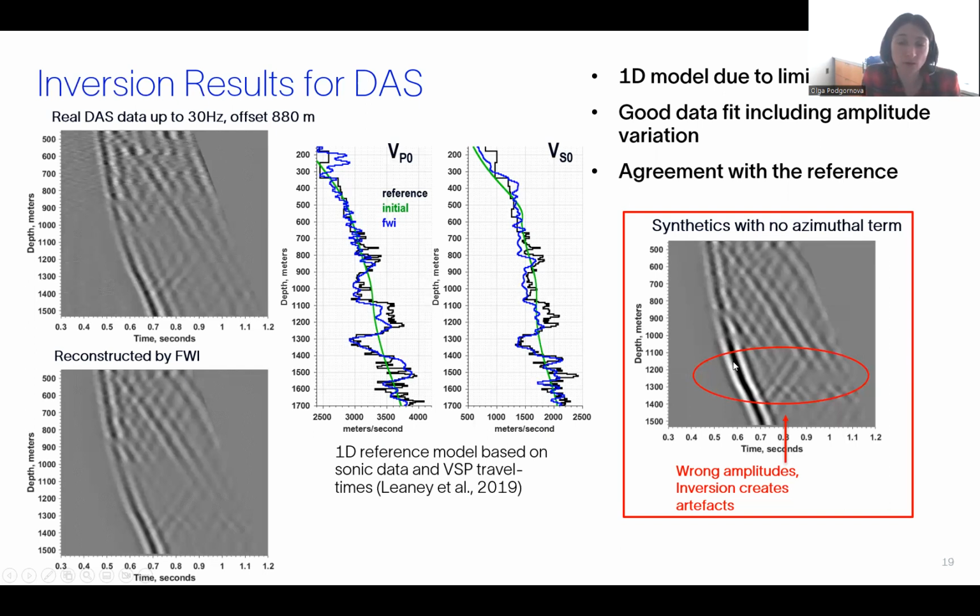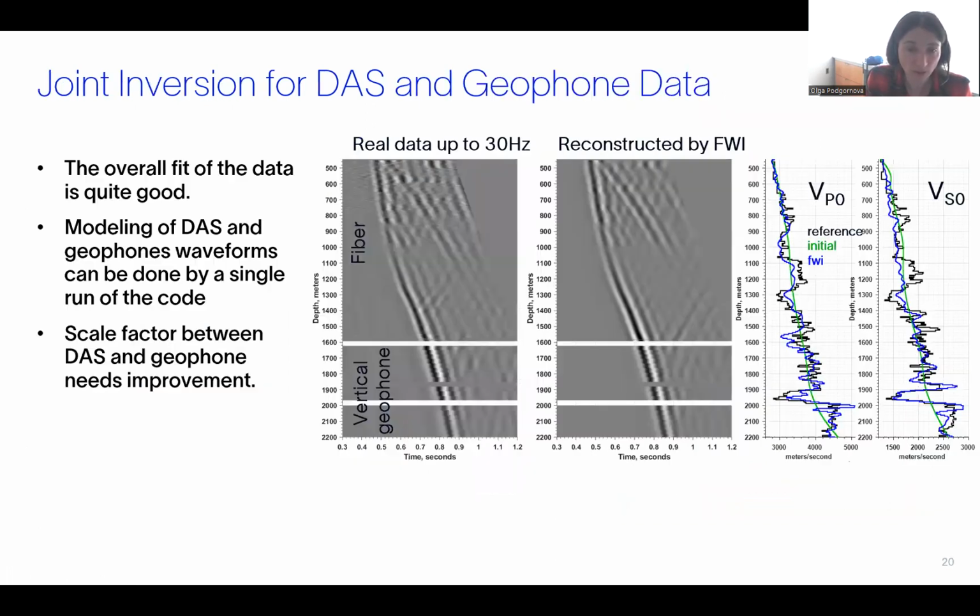And if we try to invert without this azimuthal term, we do not get so good a result. So this means the out-of-plane deviation effects in the fiber should be taken into account. And this is the result of the application for fiber and conventional geophones. The top is fiber, the bottom is conventional geophones, and again we had quite good results.